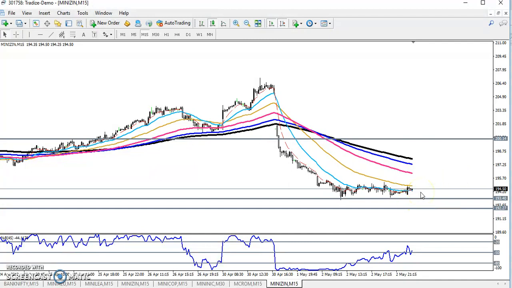Right now you can see the price is running in a small range in the 15 minute chart. So it will be range breakout trading. You can call it range breakout trading. This is our range right now. The price is running in this range. This is the large time frame.